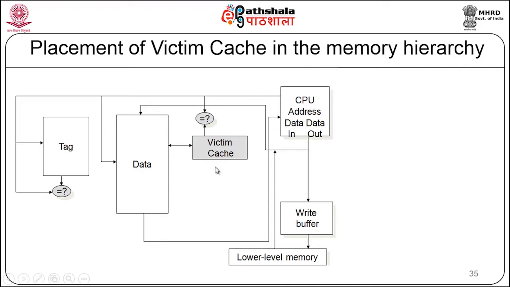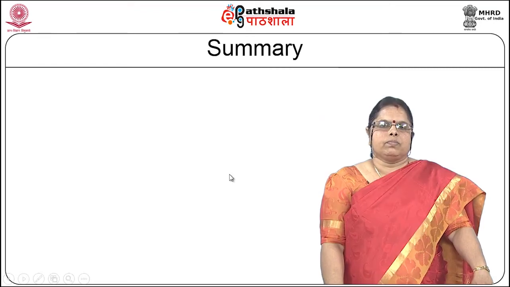When there is a reference and you find that there is a miss, then before going to the lower level of memory, check the victim cache. You do a comparison with what is available in the victim cache. If it matches, then transfer it from the victim cache to the processor. So, that is the use of a victim cache.